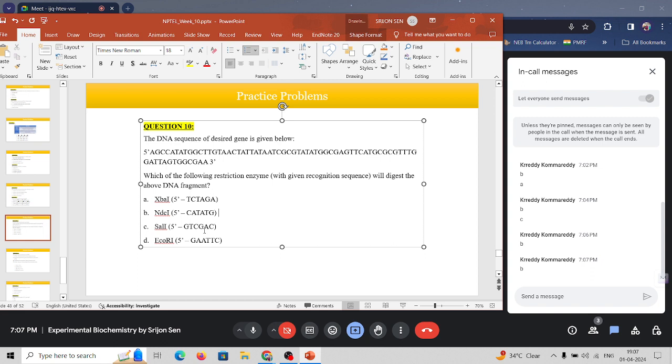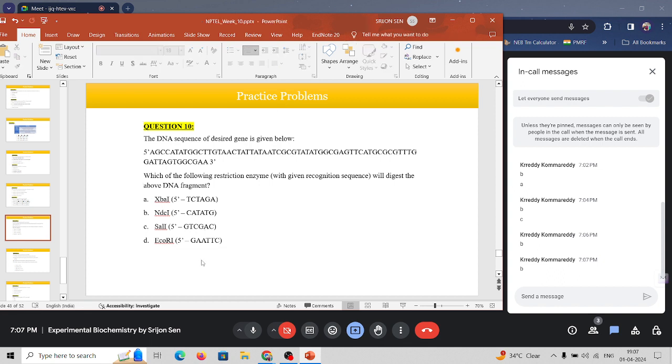So basically a restriction enzyme is one that cleaves DNA at near specific recognition sites. So tell me which one is there.